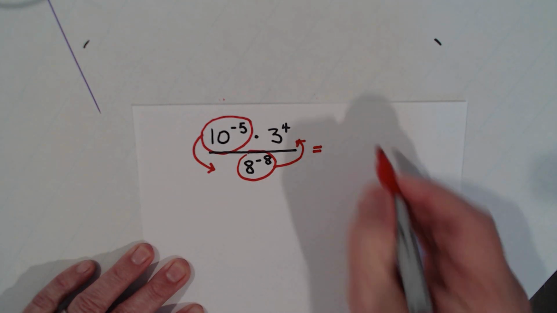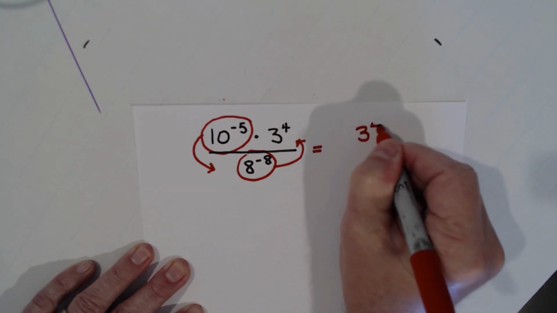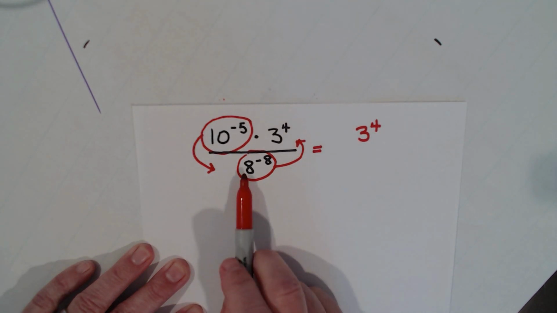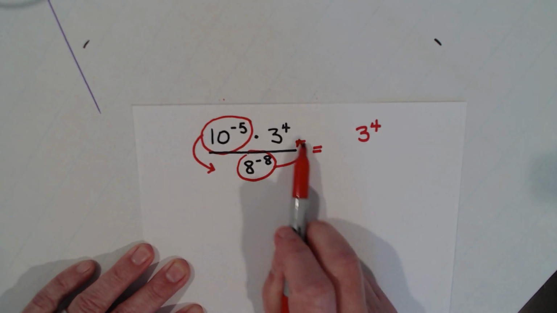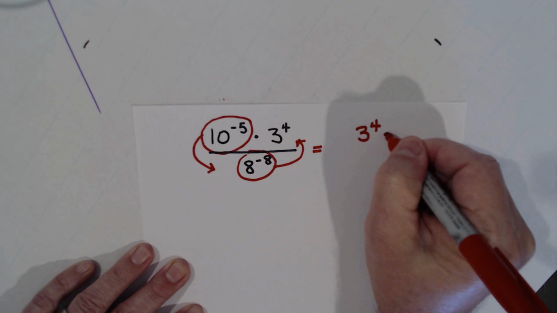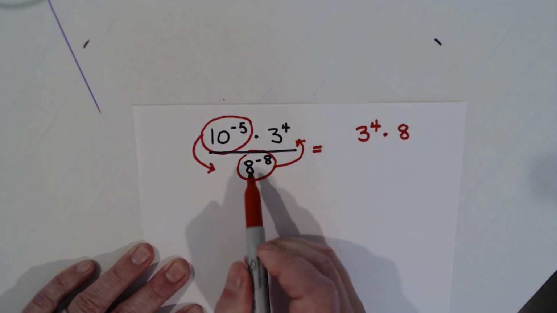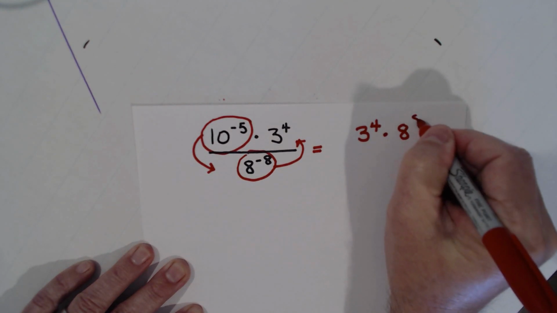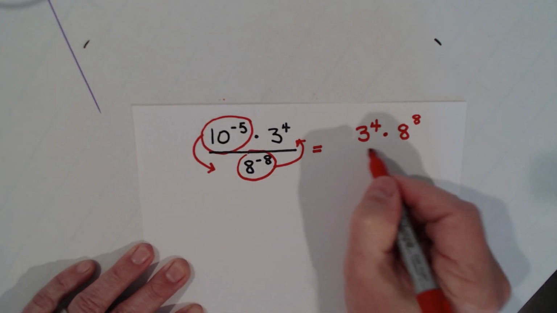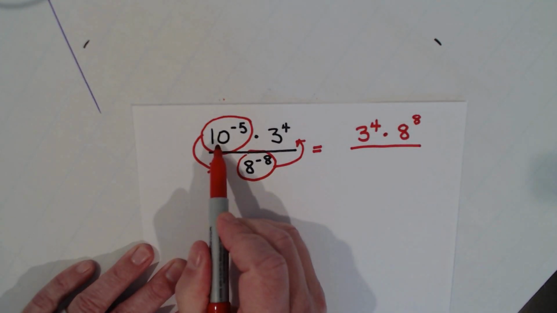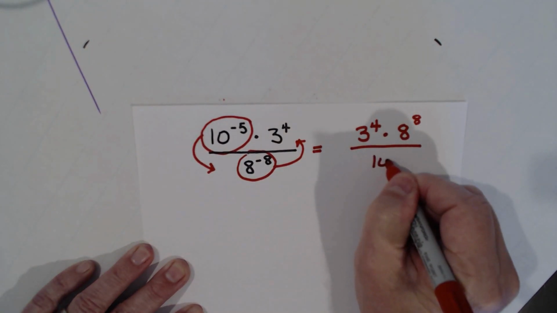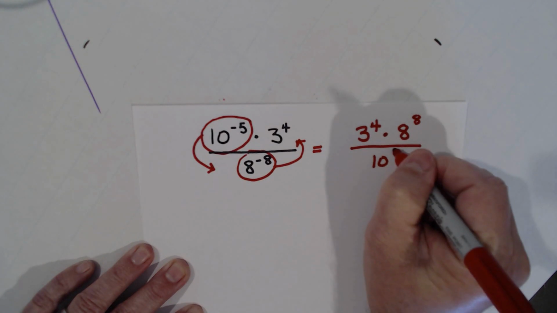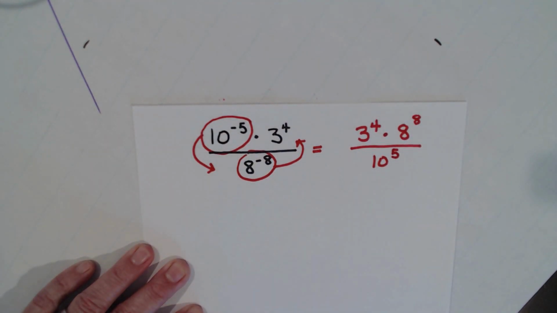So let's rewrite this. 3 to the 4th power, that one right there, stays in the top. This 8 to the negative 8, I'm going to move it into the top. So times 8, the act of moving it changes that exponent from a negative to a positive. This 10 gets moved into the bottom, and since I moved it, that negative exponent becomes a positive exponent.